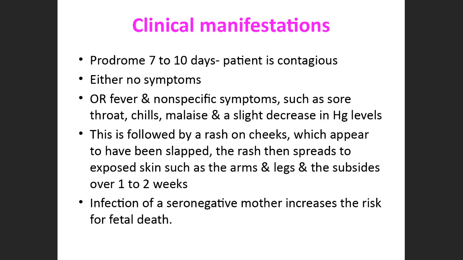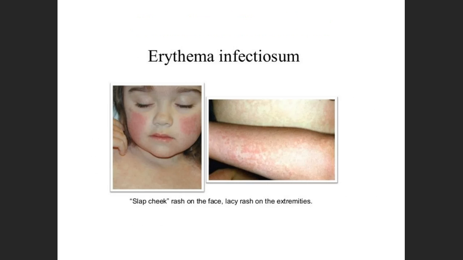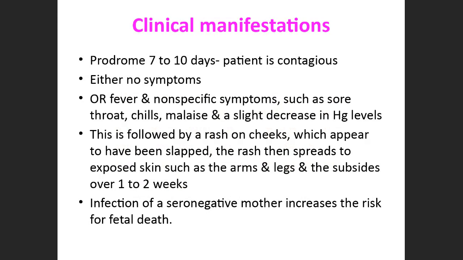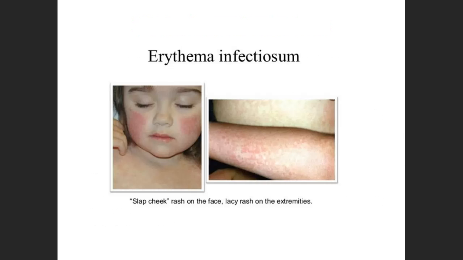I will show you a picture. So this typical rash on the cheeks is like that. Let me show you the picture of it here. This is known as a slapped cheek appearance, redness on the cheek, followed by a rash all over the body. The rash on the cheek appears as if it is slapped, and then it spreads to the arms and legs and subsides over 1 to 2 weeks. A mother who is seronegative has an increased risk of fetal death.